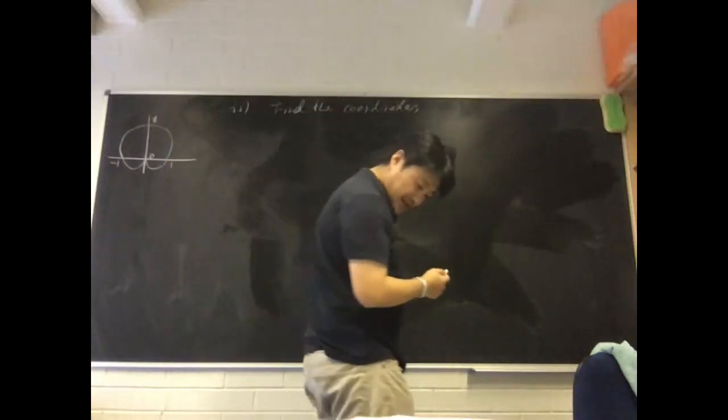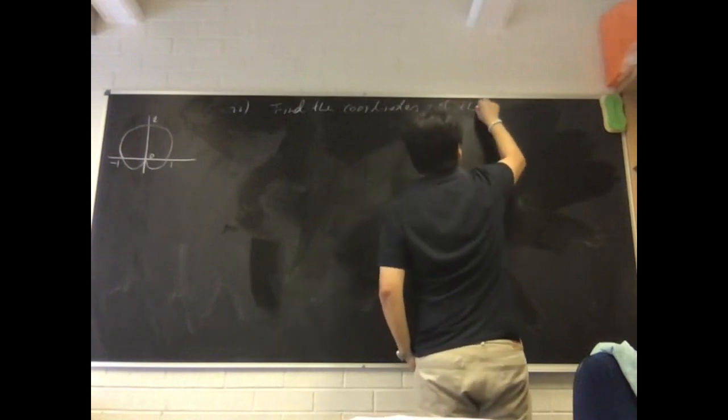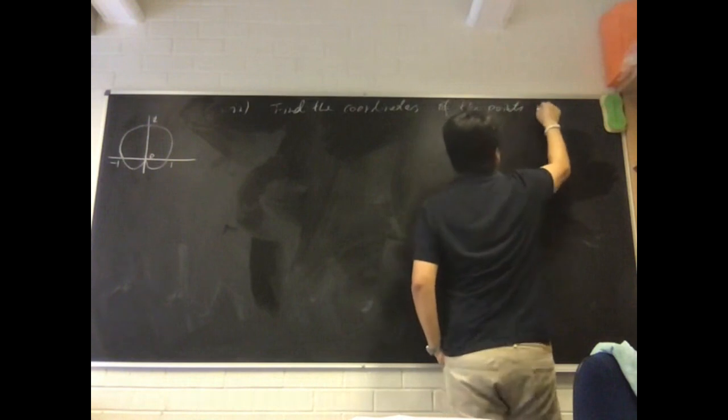Of the points on the curve with vertical tangents. Coordinates of the points with vertical tangents.